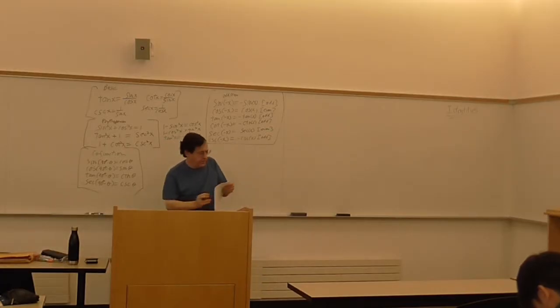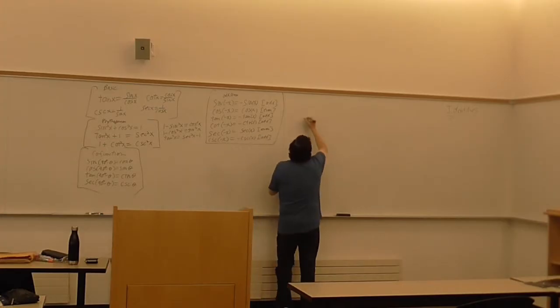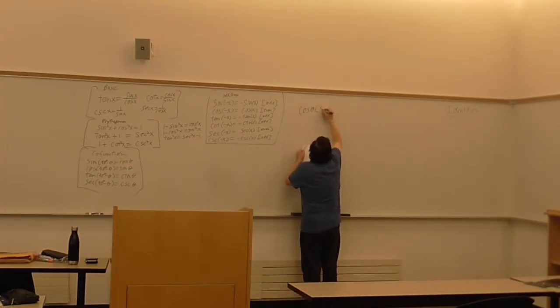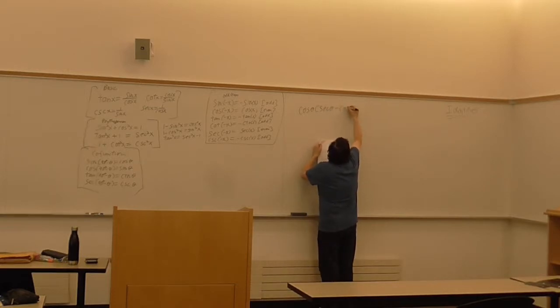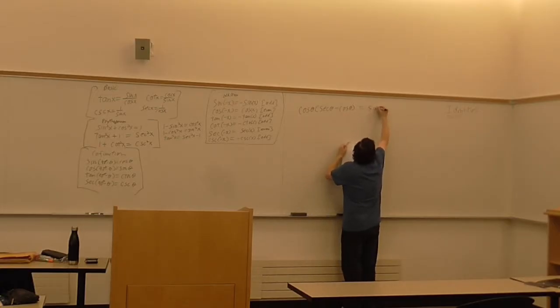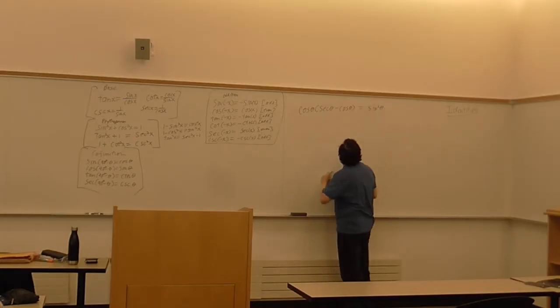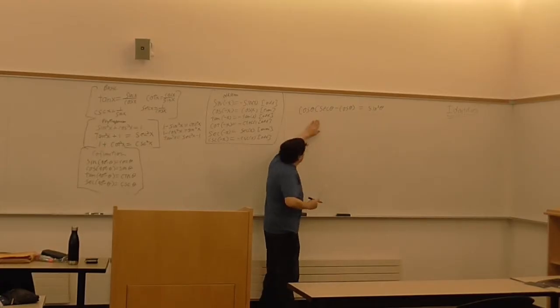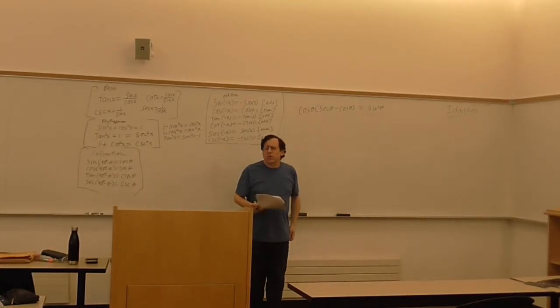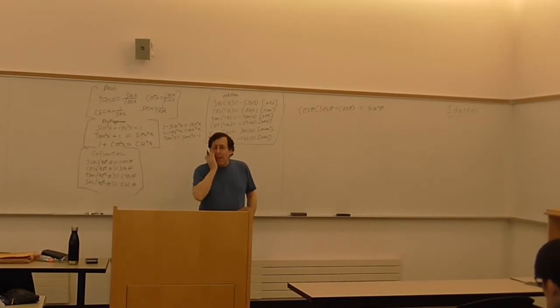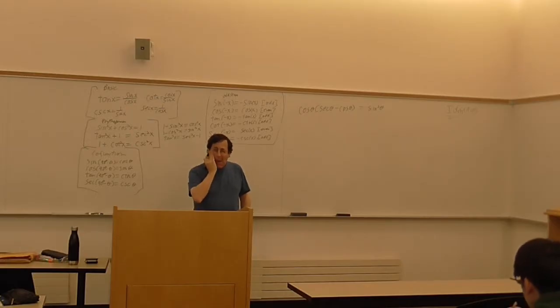Let's start with cosine theta times secant theta minus cosine theta equals sine squared theta. Okay, I think I want to work on the left side here a little. But what would be a good first step? Anyone have any thoughts?